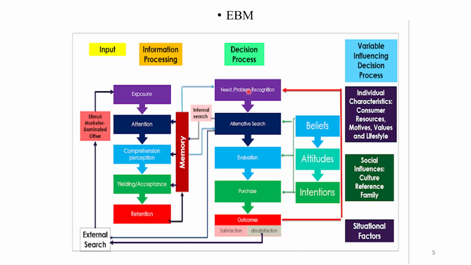Then the next component is the decision making process. First the consumer recognizes that he has a problem or he has a need which needs to be fulfilled. So he goes in search of different products, and then he finds out different brands of that product, and then he evaluates those different brands, and then he goes for the purchase decision. So the outcome is the post purchase behavior, whether he is satisfied or whether he is dissatisfied with the purchase.